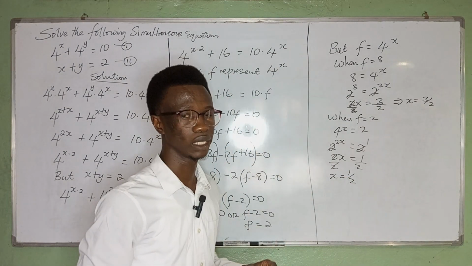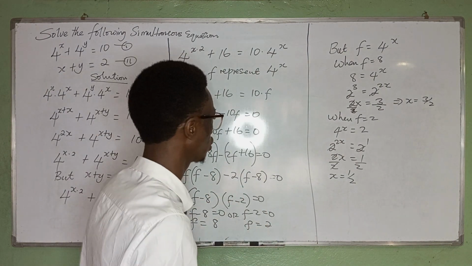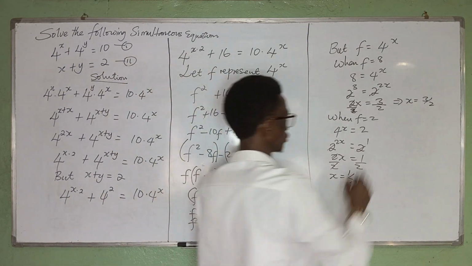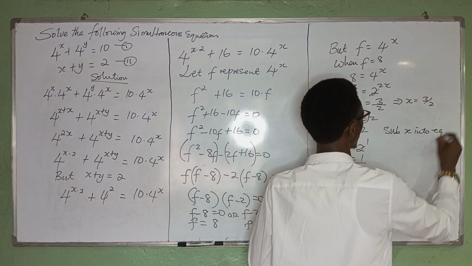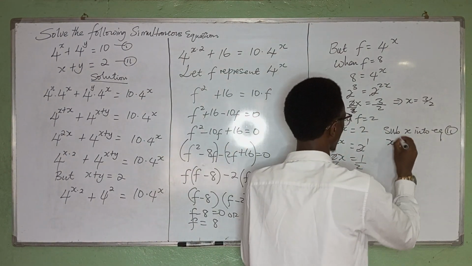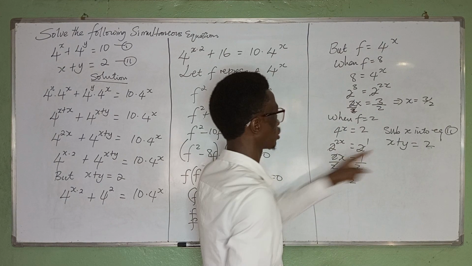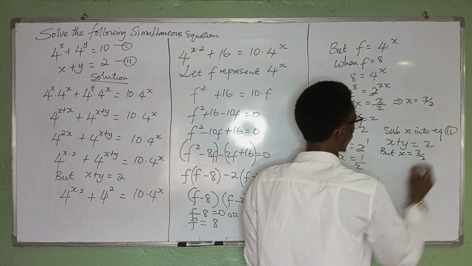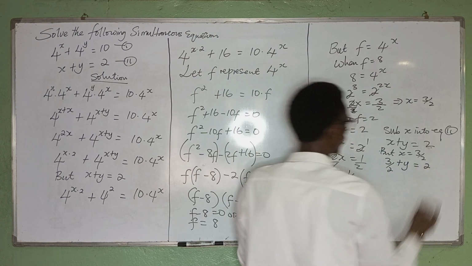Now, we've just solved for x. We need the values for y because we have x and y here. So we can use either equation, equation 2 now, for us to find y. Substitute x into equation 2 for us to find y. So we know equation 2 was x plus y equals 2. But x for the first one equals 3 over 2. So this becomes 3 over 2 plus y equals 2.